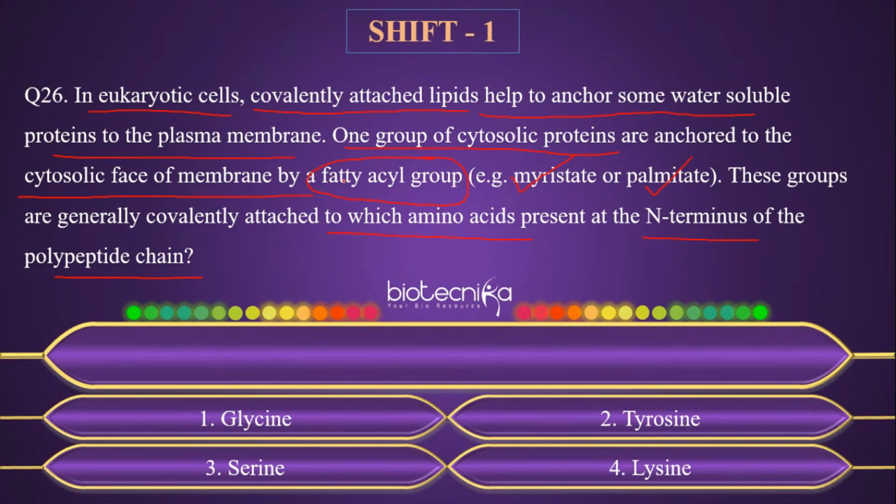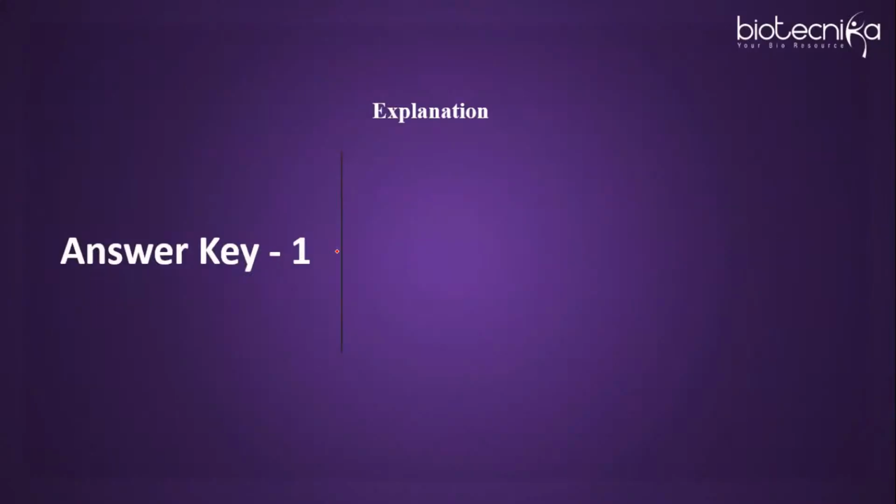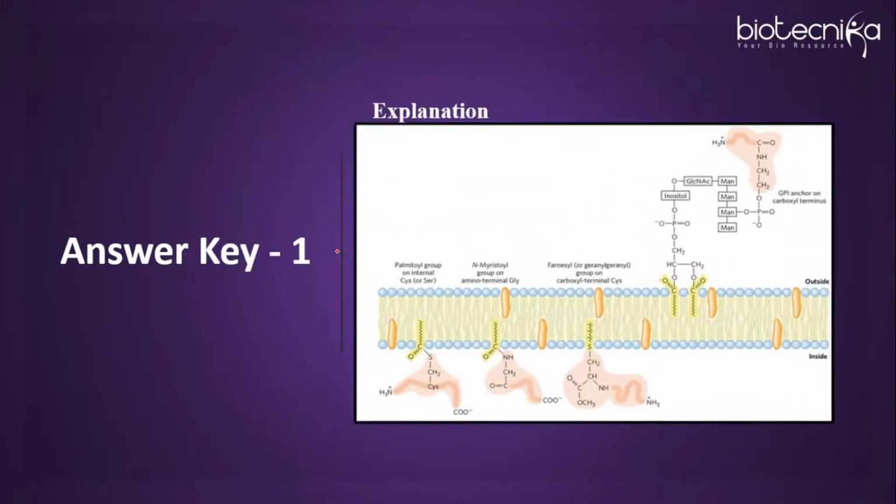You have got different types of lipid anchored proteins: palmitate is there, myristate is there, then farnesyl is there, GPI anchored proteins are there. So how are they connected? In which terminus are they connected to which amino acid? I can only see one answer coming up. What about others? You have not attempted it? Okay, let me show you the answer. The answer to this question is 1. Now, why exactly 1?